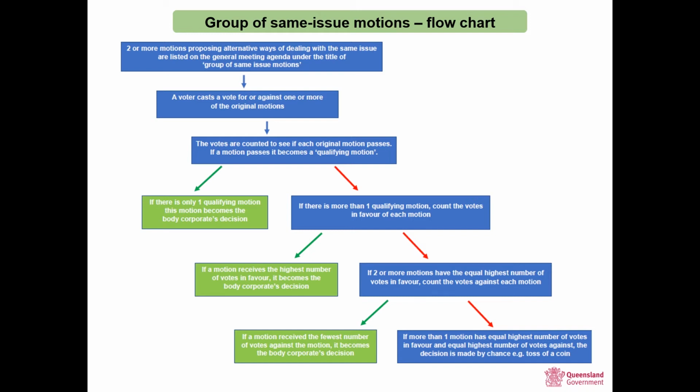If two or more motions receive equal highest number of votes in favour, the votes are counted against the motion. If a motion receives the fewest votes against the motion, it becomes the body corporate's decision. If more than one motion receives equal highest number of votes in favour and equal highest number of votes against, the decision is made by chance. For example, the toss of a coin.